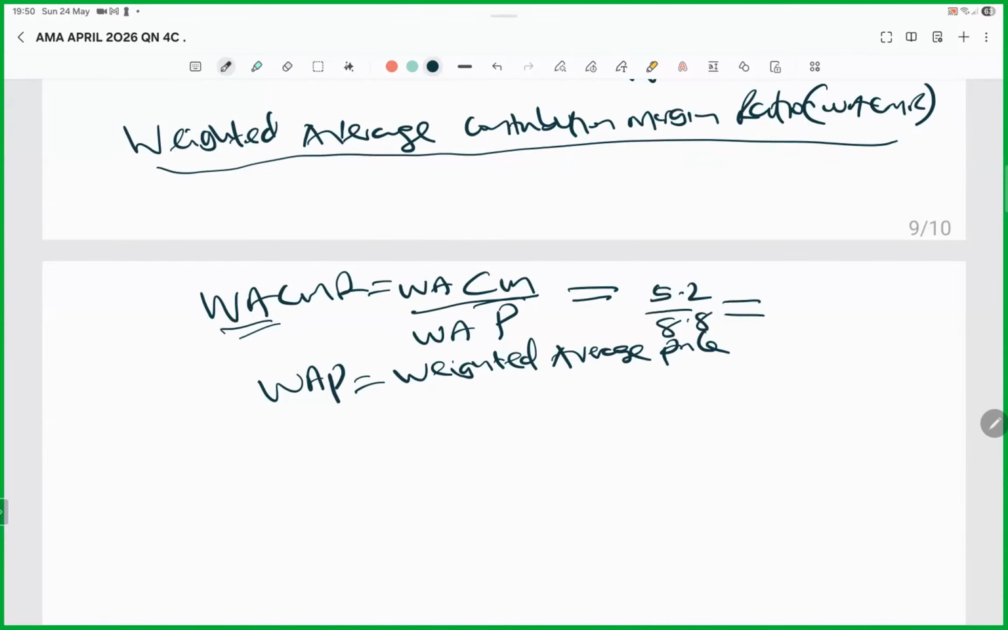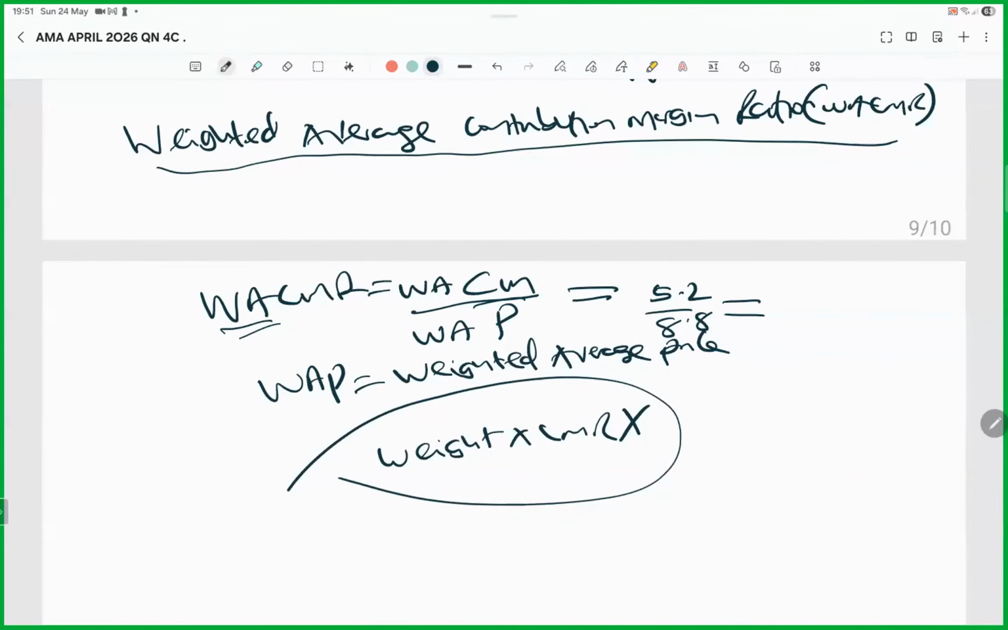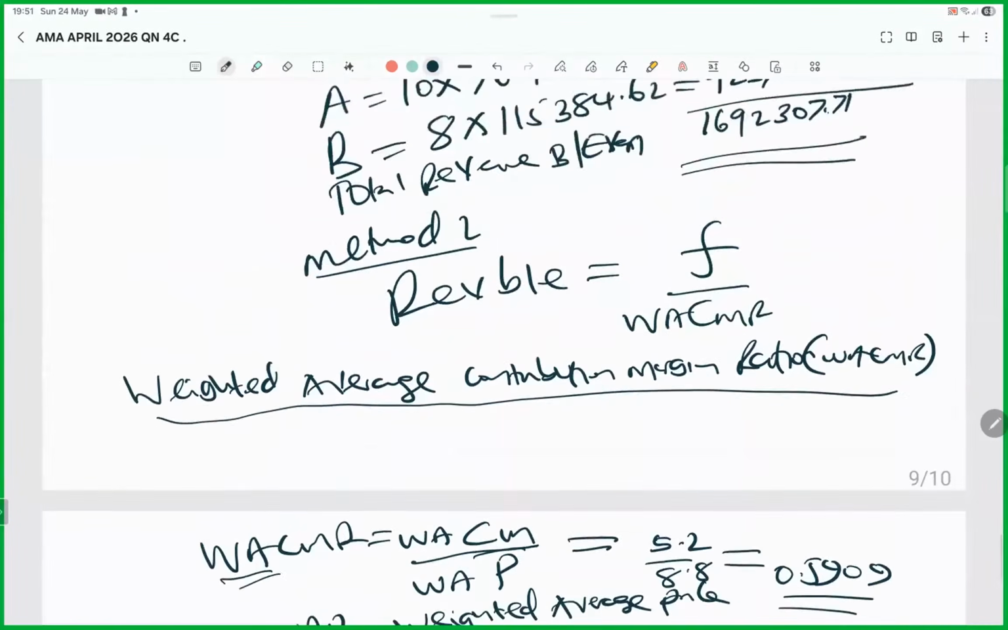Kenneth, if you do it that way, that is normally something that the examiner wants. If you use this concept of weight times CMR, you will be so wrong. Thank you for trying, but it will be so wrong. Okay, so I'm being given 0.5909. Thank you so much. We'll come back to this formula.